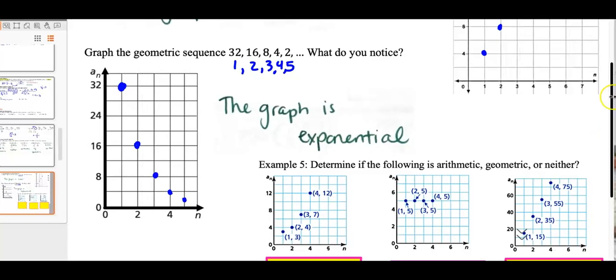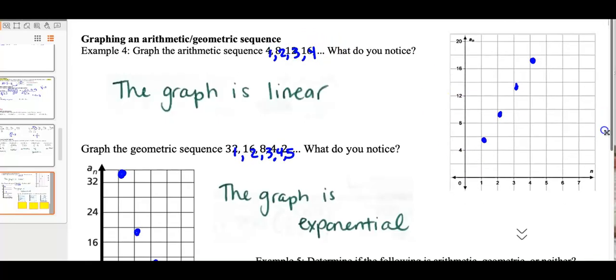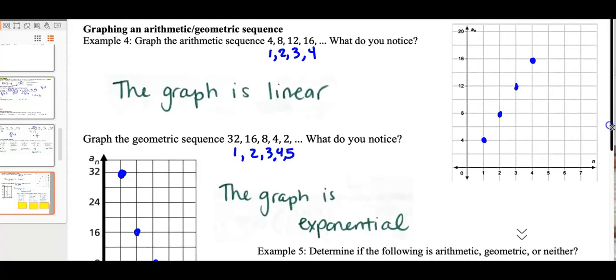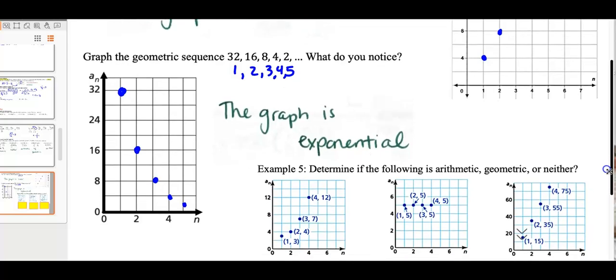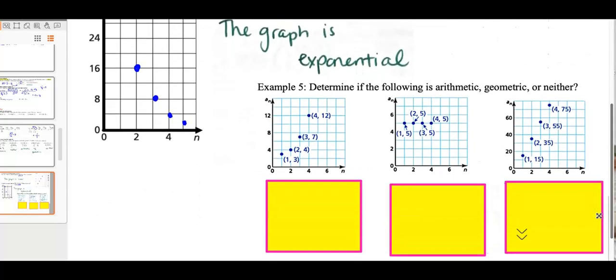So the big takeaways here are that arithmetic sequences are going to look linear on a graph, and geometric sequences are going to look exponential on a graph. So that'll become important when we start to write equations. But try example 5 on your own. Figure out if these graphs are arithmetic, geometric, or neither. And I am trying to trick you on some of these, so make sure you pay attention to your numbers as well as what the graph looks like. So press pause for right now.